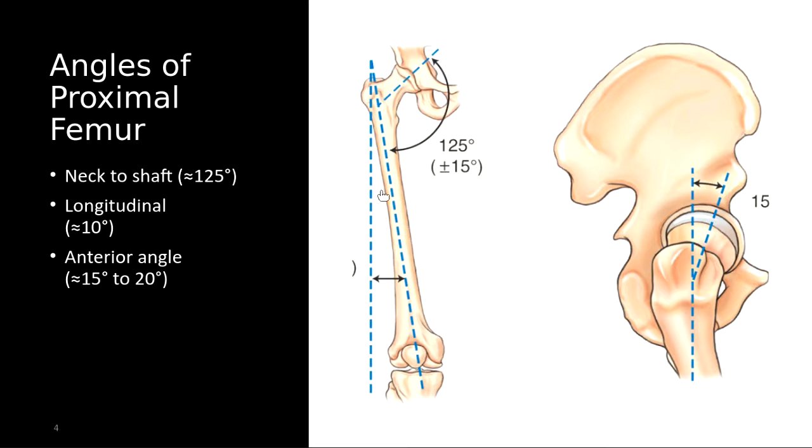Because of this degree of angulation between the femoral head and the body of the femur, you have to internally rotate the patient's leg 15 to 20 degrees to make the femoral neck parallel to the IR. They tell you that from the neck to the shaft is about 125 degrees. The longitudinal angle is give or take 10 degrees, and the anterior angle is 15 to 20 degrees.